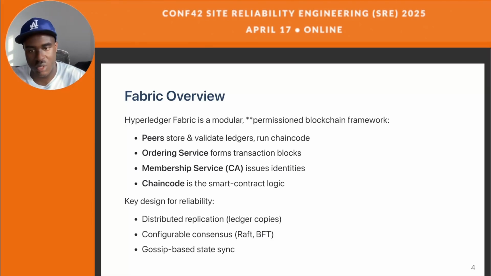Fabric's main components: peers, which host ledgers and smart contracts, which you could also call chaincode. Then the ordering service puts transactions into blocks. We'll see how Raft and BFT can be used there for reliability. Then the membership service, or CAs, certificate authorities, issue and manage identities. Chaincode is the smart contract logic. Chaincodes are stored on peers. What chaincodes do is endorse and validate transactions.